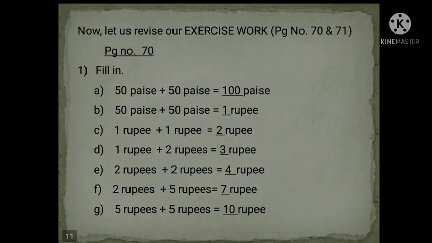1 rupee plus 1 rupee is equal to 2 rupees. 1 rupee plus 2 rupees is equal to 3 rupees. 2 rupees plus 2 rupees is equal to 4 rupees. 2 rupees plus 5 rupees is equal to 7 rupees. 5 rupees plus 5 rupees is equal to 10 rupees. So we make a new amount by adding different coins.